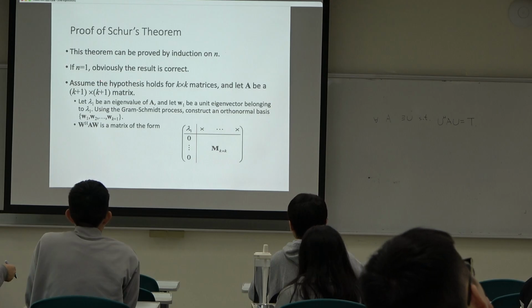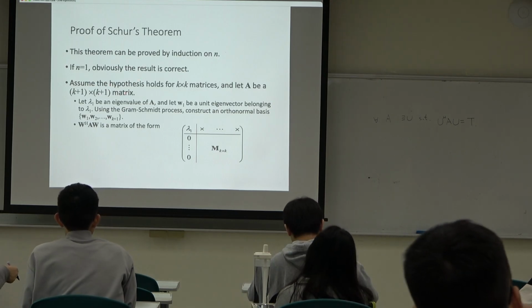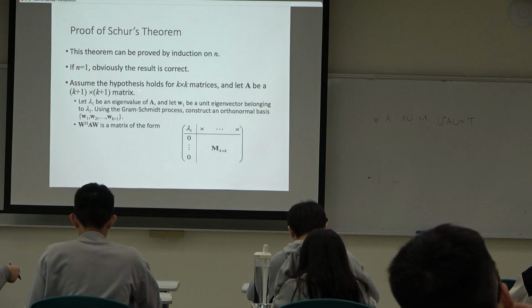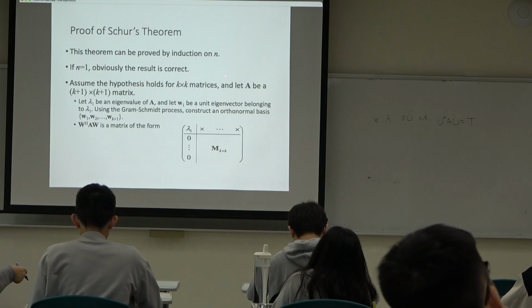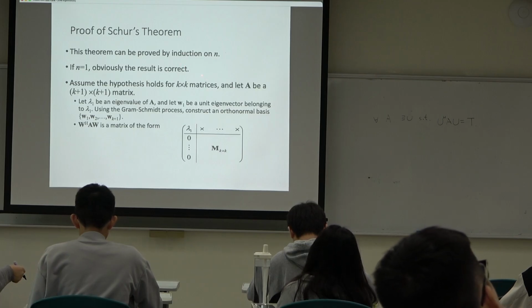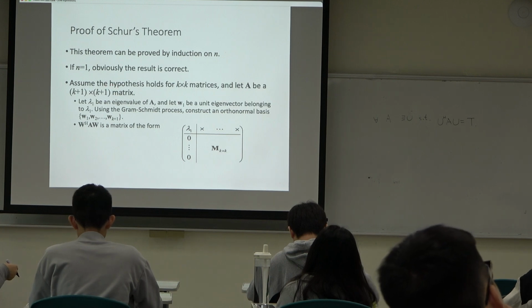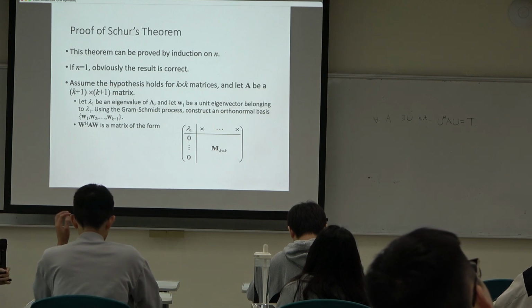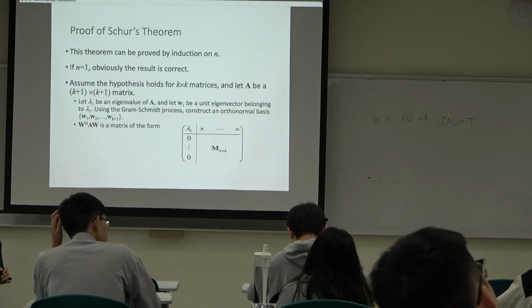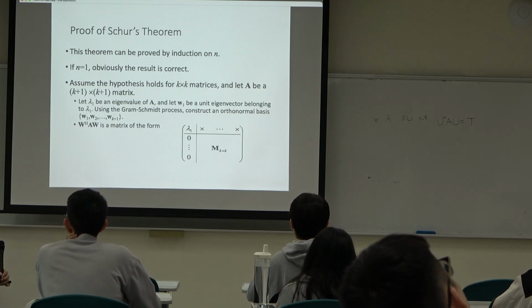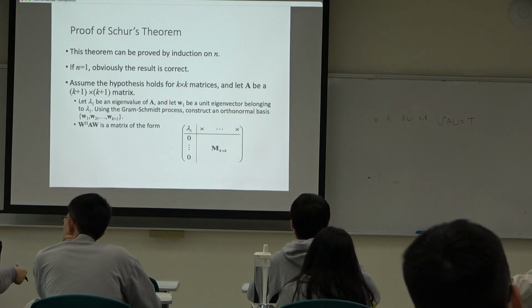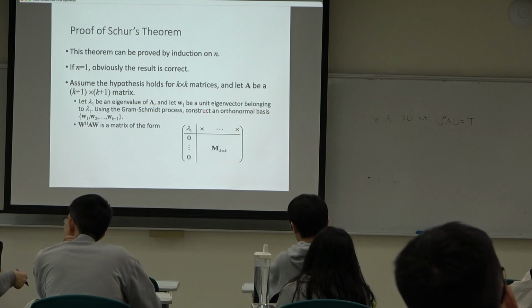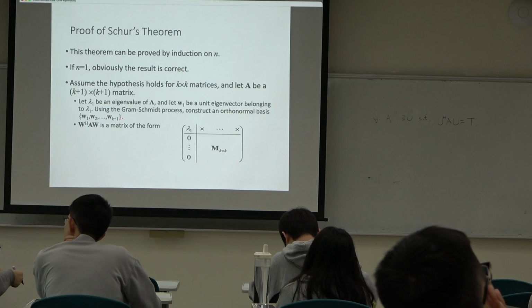And then for this W1, W2 to W_{K+1}, because these eigenvectors span a space, we can use the Gram-Schmidt process to construct an orthonormal basis W1 to W_{K+1}.